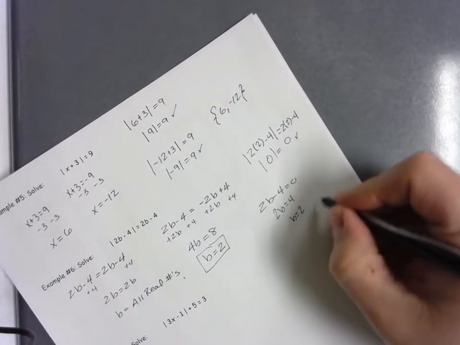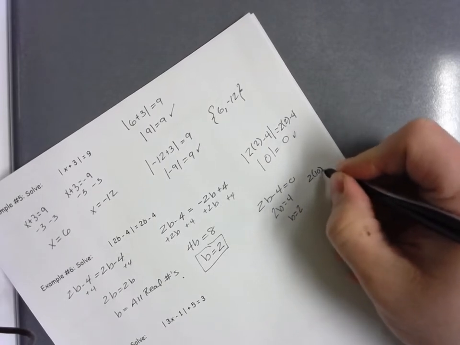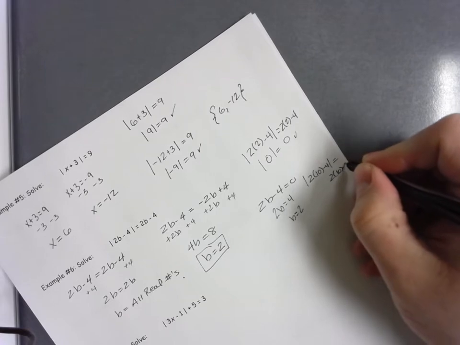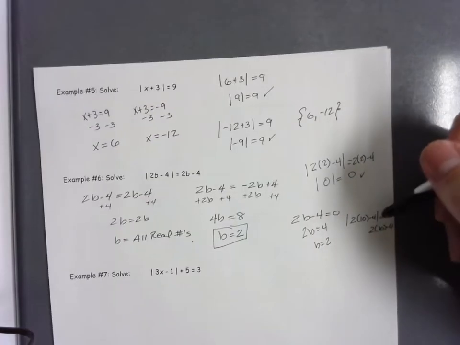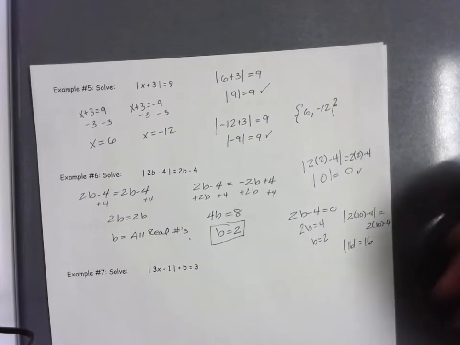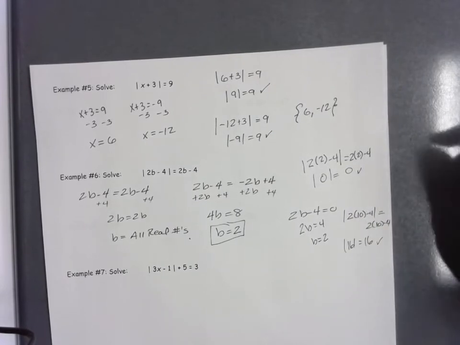So if I tried 2 times 10 minus 4, the absolute value of that equal to 2 times 10 minus 4. So 20 minus 4 is 16. The absolute value of 16 equals 16. That works. Let's try something smaller.